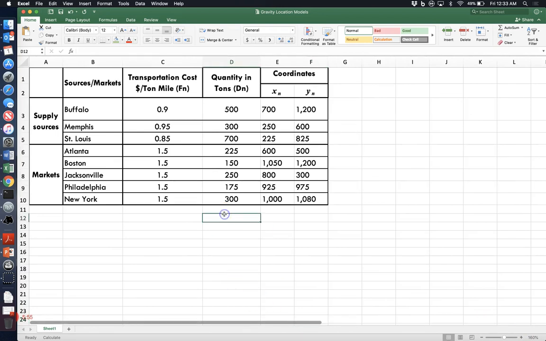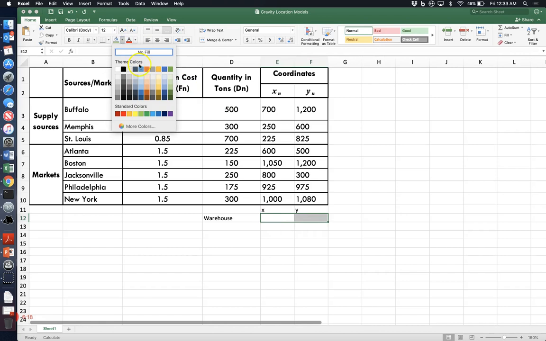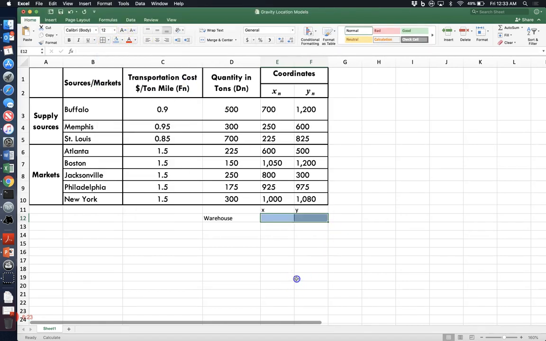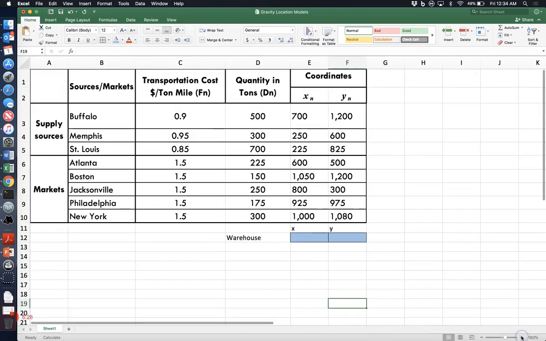All right. So let's call it the warehouse location. Let's say this is the X coordinate for the warehouse location. Call this X and Y. So this is the X and the Y coordinate for the warehouse location. As usual, I like coloring what I need to decide. So these are my decision variables.